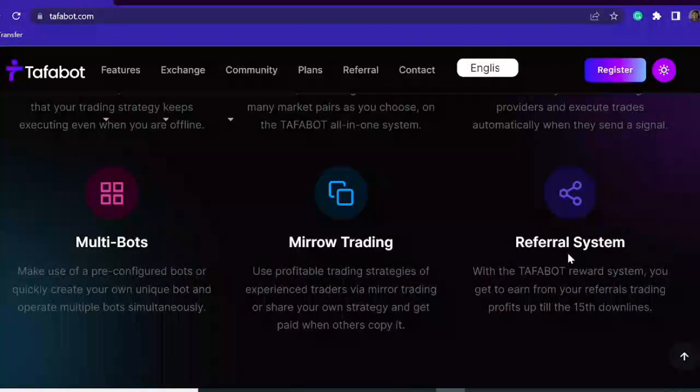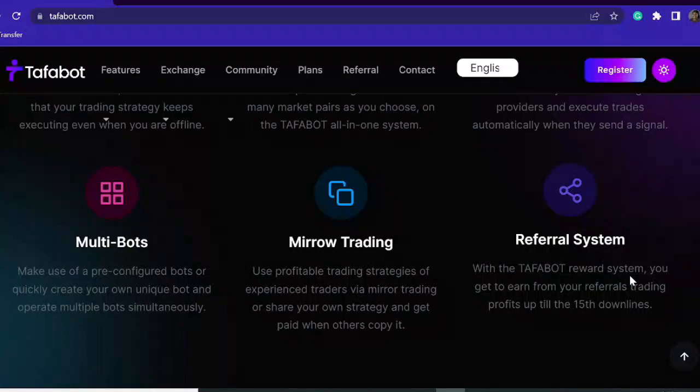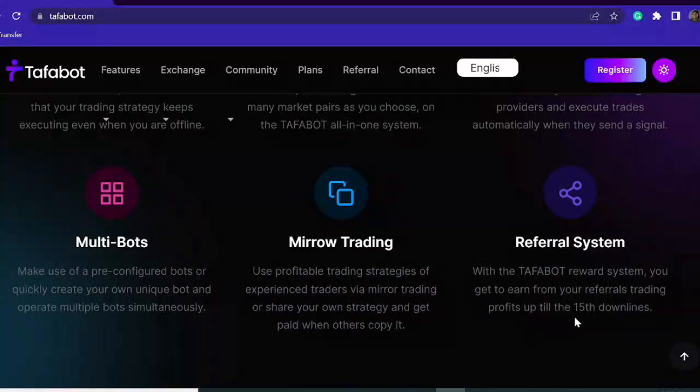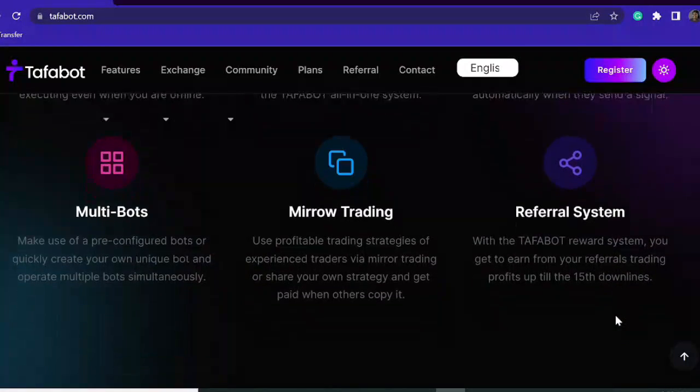Now let's look at the referral system. With the Tafabot Rewards system, you can earn from your referrals' trading profits up to the 15th downlines. Wow. We're going to look at that in the reward system. We're going to look at the illustrations and all that is given to us already on the PDF. Let's scroll down.